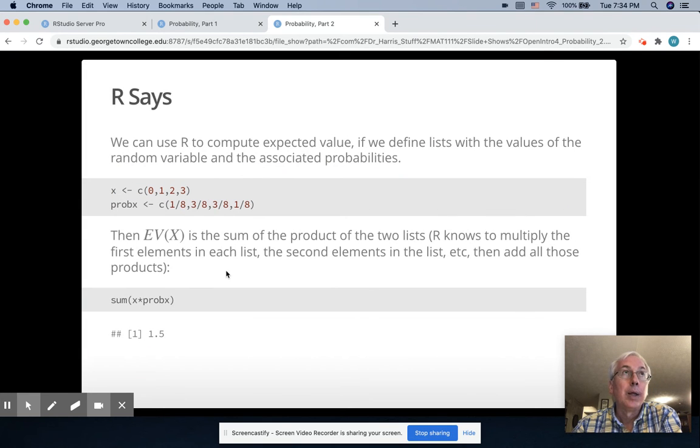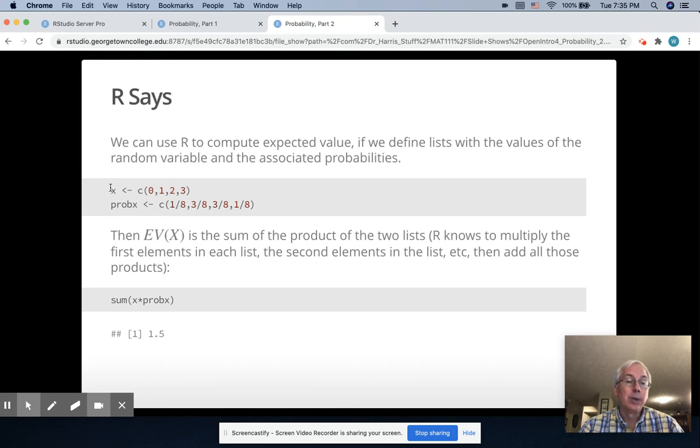We're going to do that by hand in the next slide, but let's see how we could do this in R. So we can let R do a little bit of work for us. Remember, the c command allows us to enter lists. So we're going to assign to the variable x the list 0, 1, 2, 3. And for the variable probx, we're going to list the associated probabilities in the same order, so that this 1/8 goes with 0, this 3/8 goes with 1, this 3/8 goes with 2, and this 1/8 goes with 3.